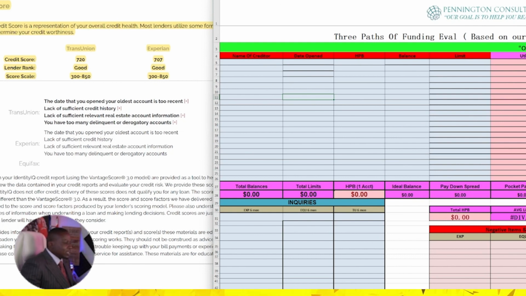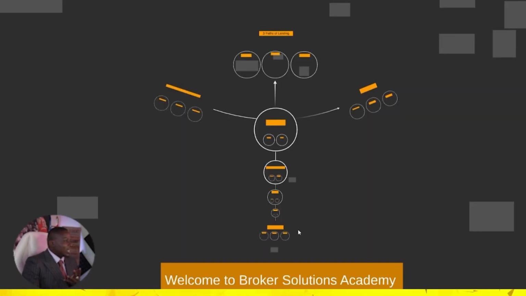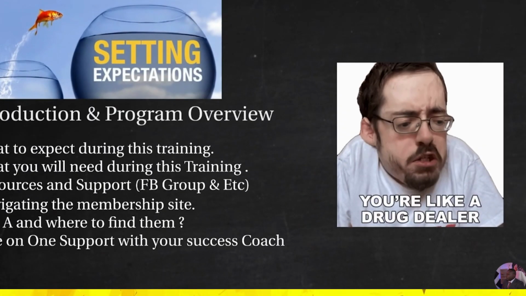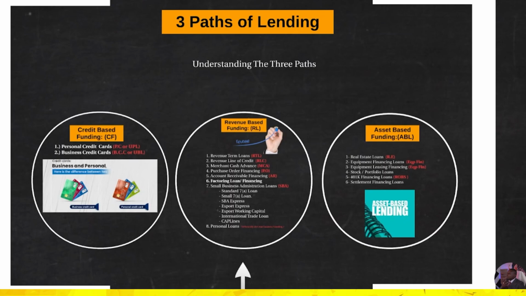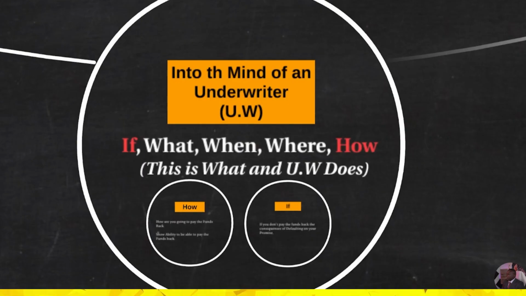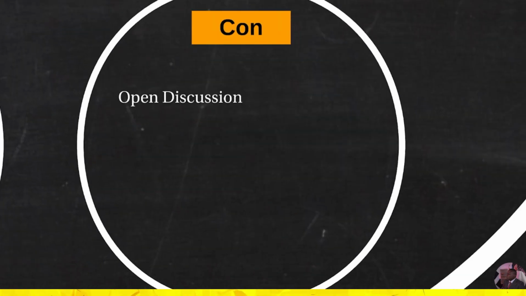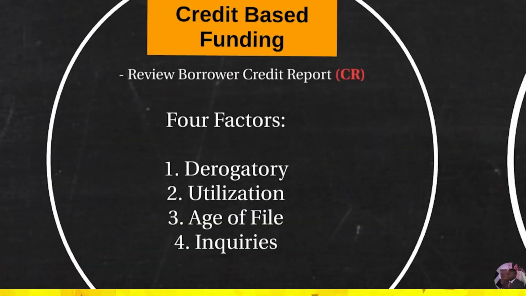And one of the things that I want to put on your screen before we actually get this thing started is, if you recall, there's 4 factors we evaluate when we're evaluating the client's credit report. There's 4 factors we evaluate when we're evaluating the client's income for revenue-based funding. And then there's also 4 things that are evaluated when we're evaluating for asset-based funding. So let's get those on your screen before we get this evaluation going.